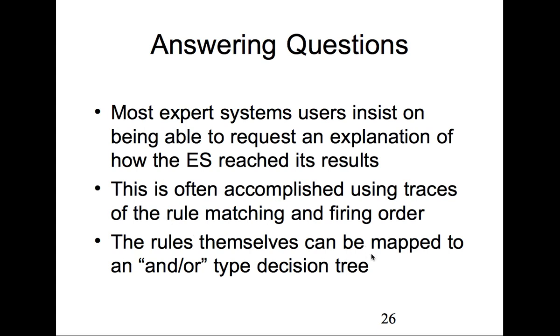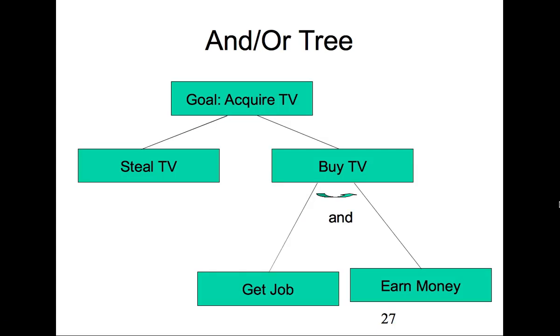So the rules themselves can be mapped to different types of and/or decision trees, essentially. So learning the system, answering the questions of the system, can help you understand what's going on with this. Here's another example of it. The goal is to acquire a TV set. You could steal one, or you could buy one. If you're going to buy one, you can get a job and earn money, hopefully, in combination. Or you could just earn the money.